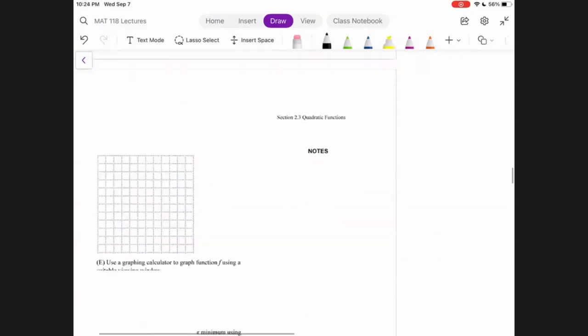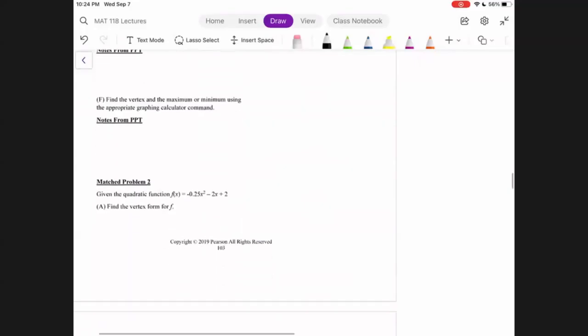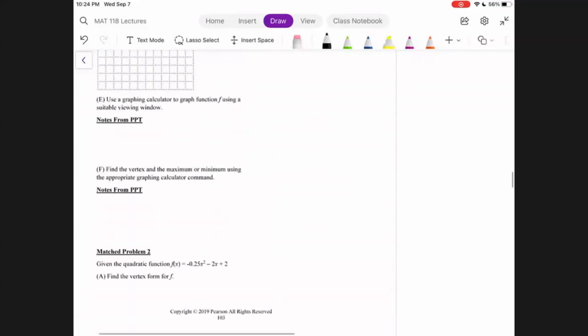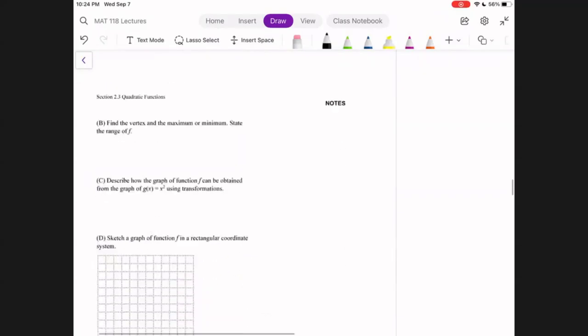We already sketched it on Desmos. You could do a practice problem, okay, match problem too. A lot of these E and F, I want you to graph it and do it that way, but I would just suggest graphing it at the beginning, just getting you used to graphing with Desmos.